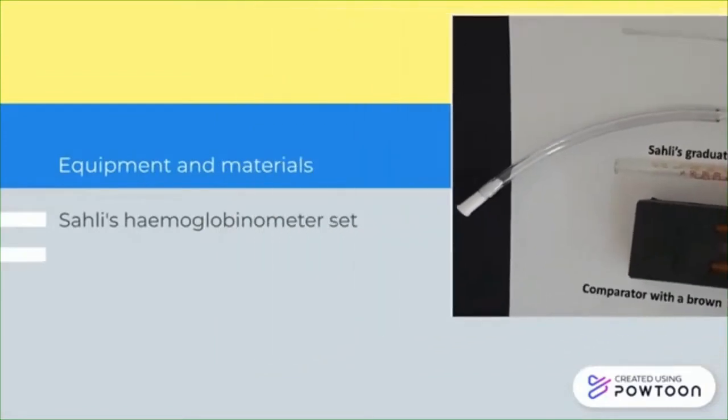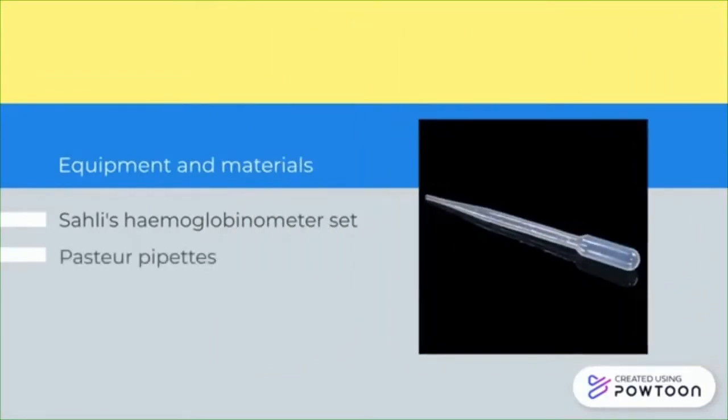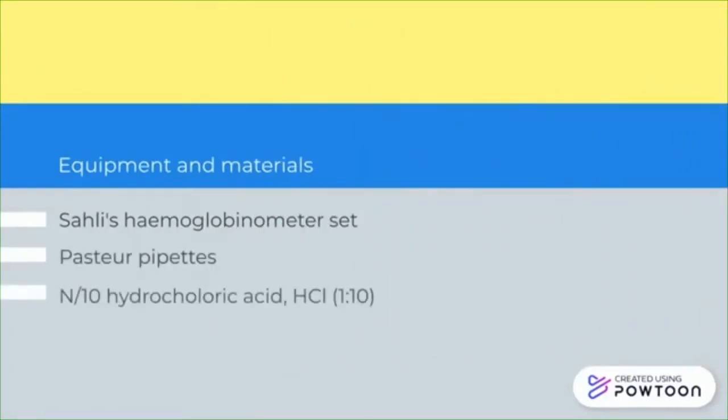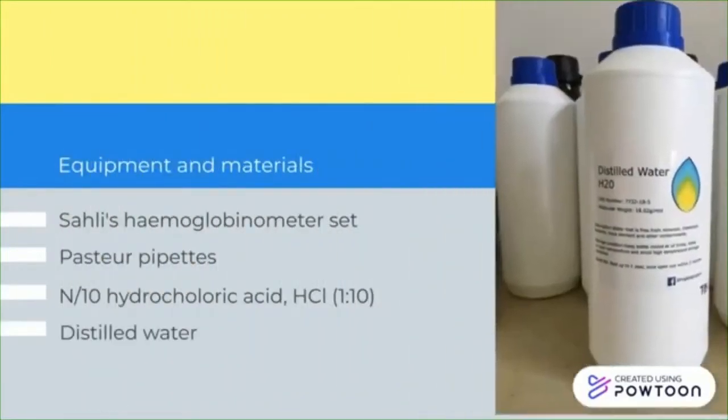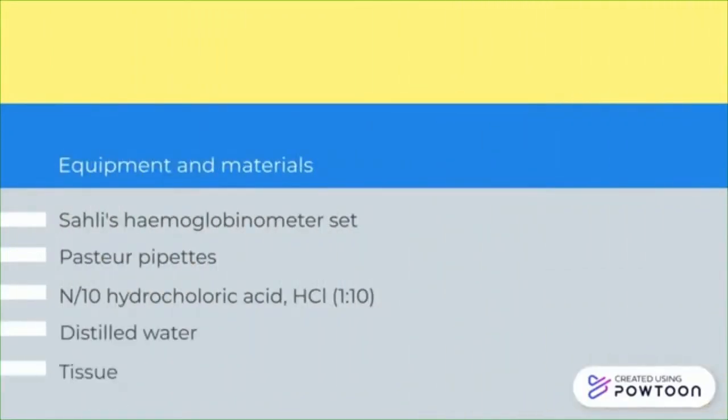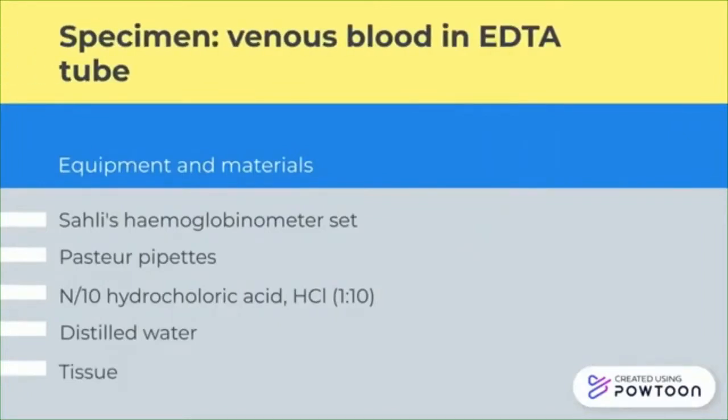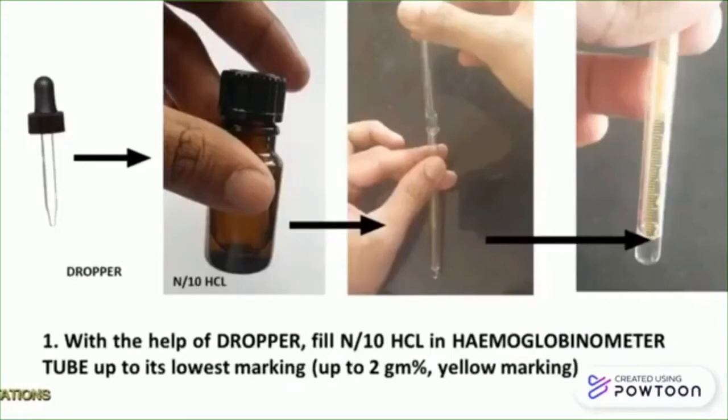The equipment and materials needed for this experiment are Sahli's hemoglobinometer set, Pasteur pipettes, and N/10 hydrochloric acid (HCl), distilled water, and tissue. As for our specimen, we use venous blood withdrawn in EDTA tube. Now we begin with the procedure.